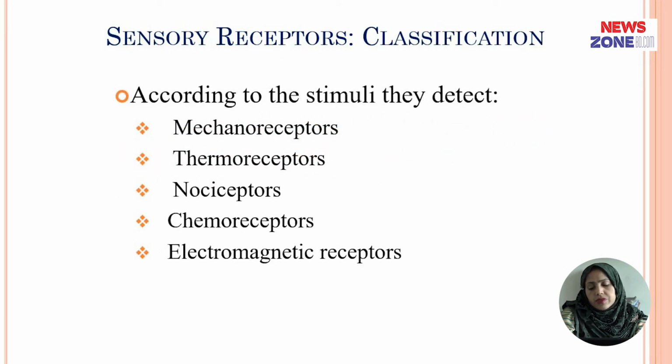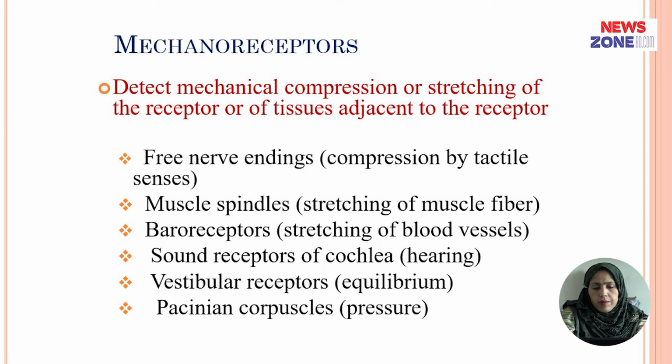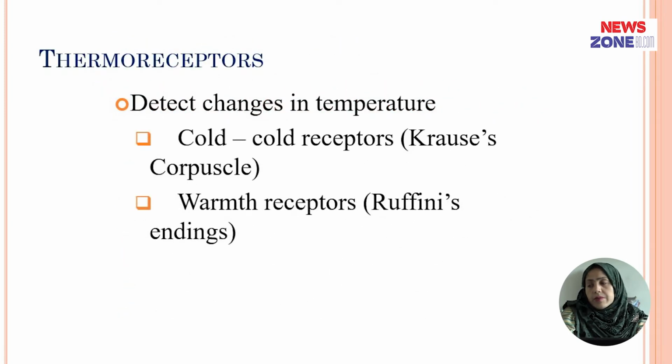Now the classification of the sensory receptors. Sensory receptors are classified according to the stimuli they detect. Number 1 is mechanoreceptor, number 2 is thermoreceptor, number 3 is nociceptor, number 4 is chemoreceptor, and number 5 is electromagnetic receptor. What is a mechanoreceptor? Mechanoreceptors detect mechanical compression or stretching of the receptor or of tissue adjacent to the receptor. Examples are free nerve endings, muscle spindle, baroreceptor, sound receptor of the cochlea, vestibular receptor, and Pacinian receptor.